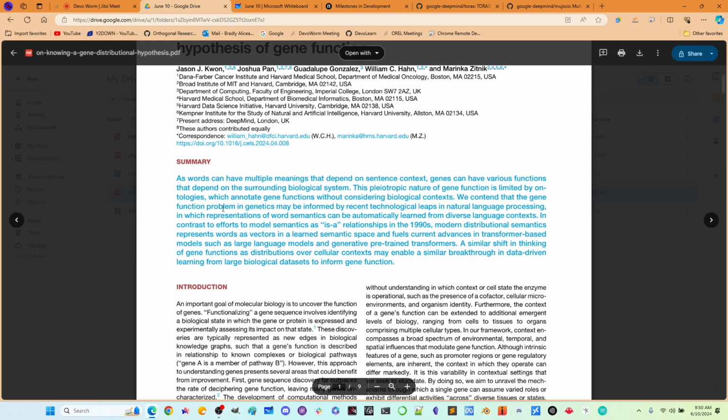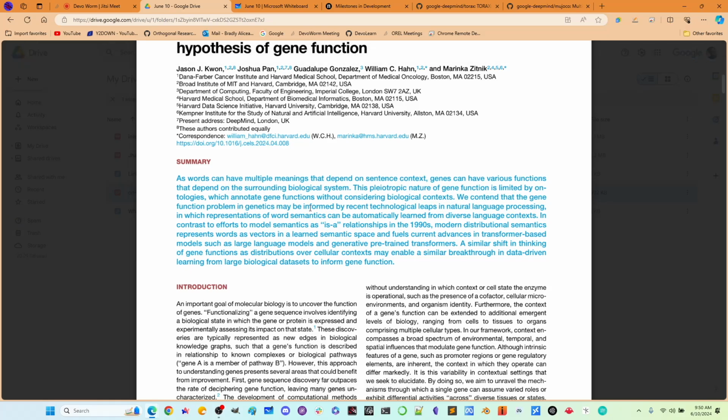We contend that the gene function problem in genetics may be informed by recent technological leaps in natural language processing. So this is why they bring up this point about words and sentences and sentence context, because now they're going to use natural language processing, which means they're going to use a language model of some type. It could be a basic language model. It could be a large language model.